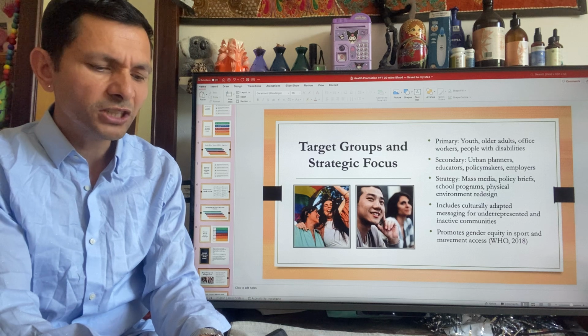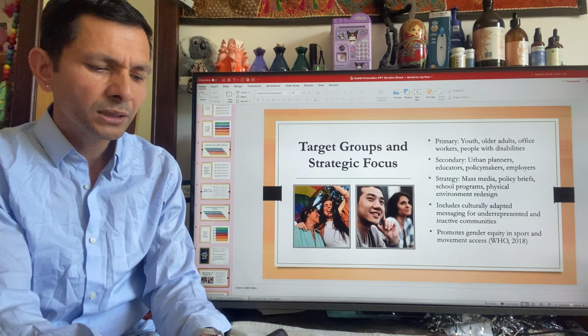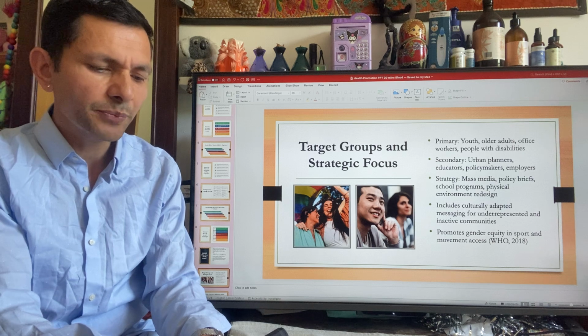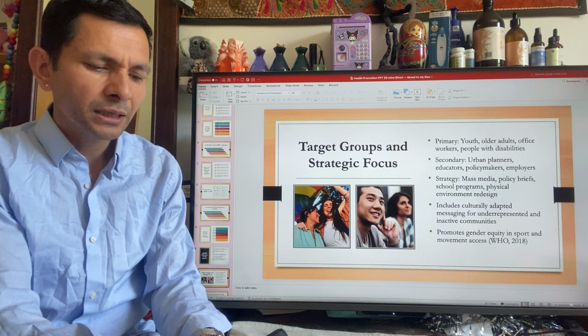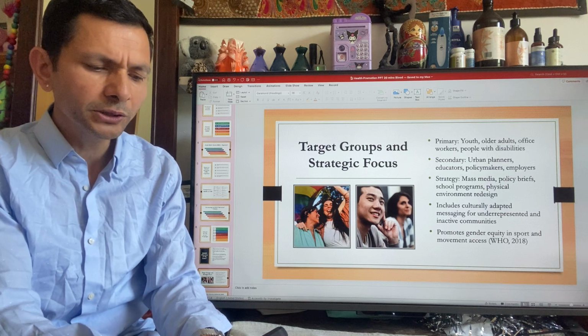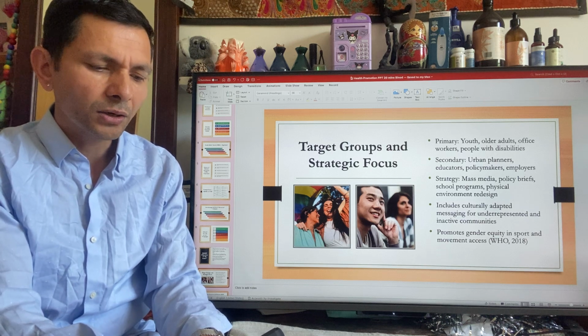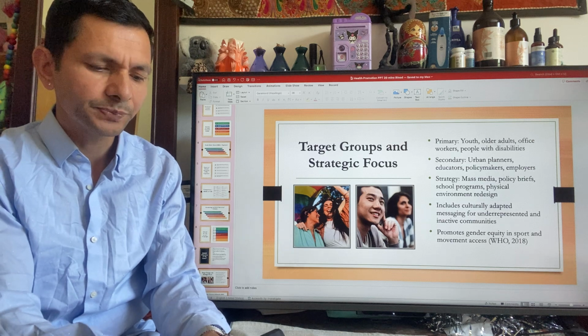The strategy includes mass media campaigns, school-based programs, workplace initiatives, and redesigning urban environments to encourage active living. A unique strength of the campaign is its use of culturally adapted messaging, which ensures relevance across regions. Additionally, it promotes inclusivity by addressing gender inequality in sports and physical movement access, particularly in underserved communities.